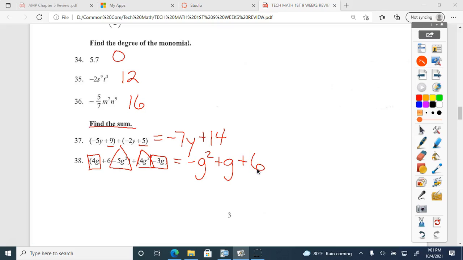Questions on those? So close to being done. All right. Last one on the back of page 2.